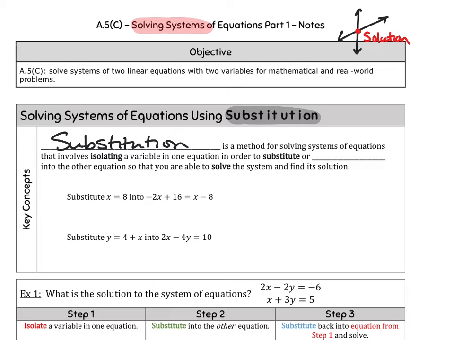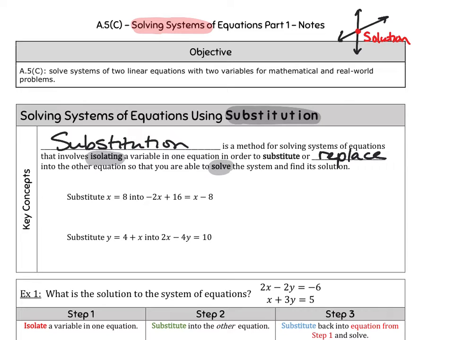Substitution is a method for solving systems of equations that involves isolating a variable, so getting either x or y by itself, in order to substitute or replace that into the other equation, which means we only have one type of variable, and when we have one variable in one equation, we can solve for that particular value. Okay, there's a lot of steps that go on for this, but let's make sure we understand what substituting means.